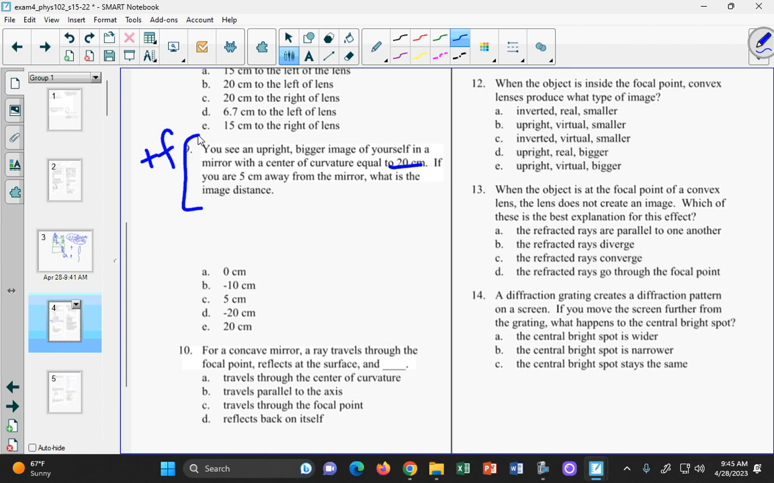Also, use your clues. If this is an upright image, that means it's virtual. That means that all the positive values for the image distance aren't possible answers. So make sure you go through. I think there might be one or more where you can just do that and get rid of all the answers except for the right one. Okay? So if you're clever, it'll be an easier exam for you. And y'all are clever, right? Clever, not like in devious mean ways, but clever like you're smart. Right? Yes, it's true.